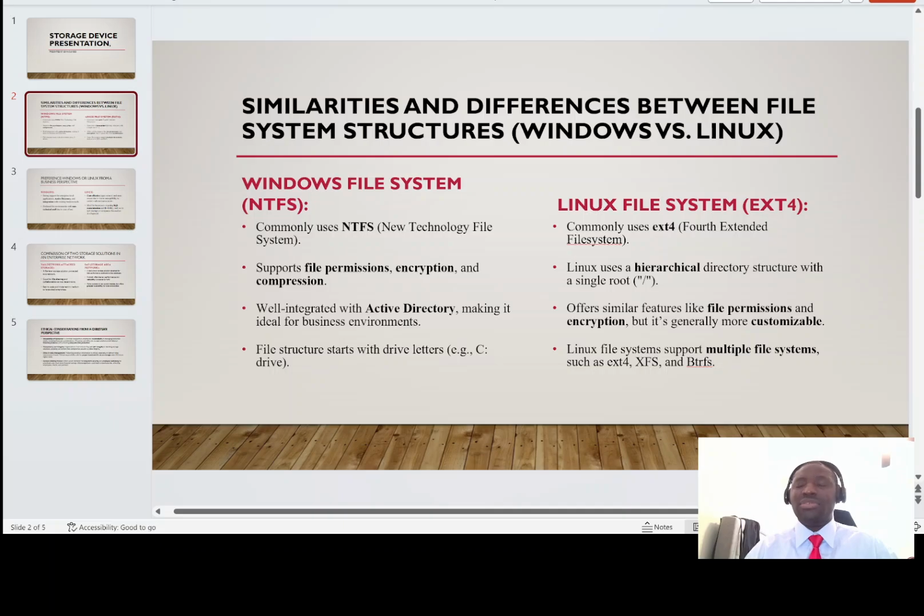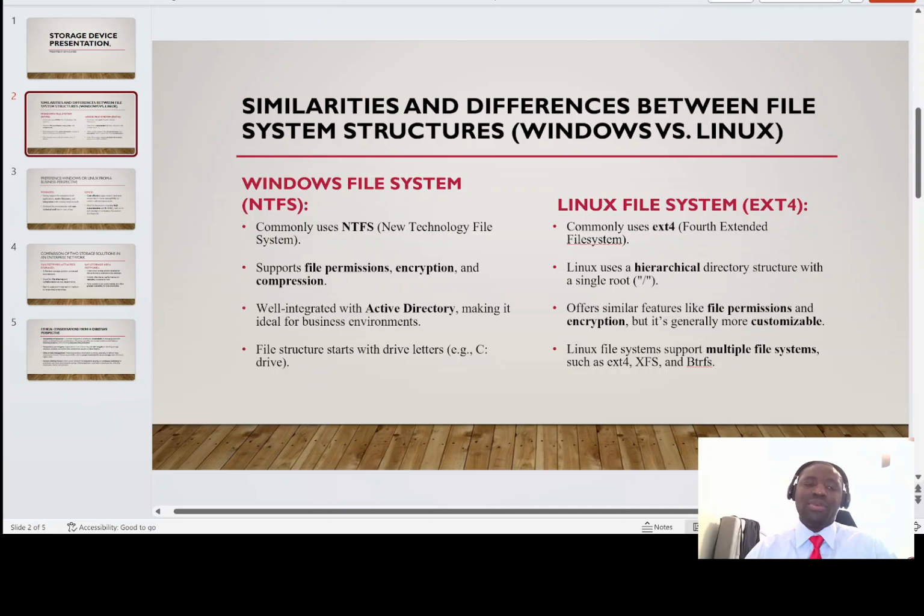Even though there are a lot of differences between the Windows and Linux operating systems, the main similarity between the file systems is that they use a hierarchical file system, where files are put into directories and are subdivided into subdirectories and put into files.